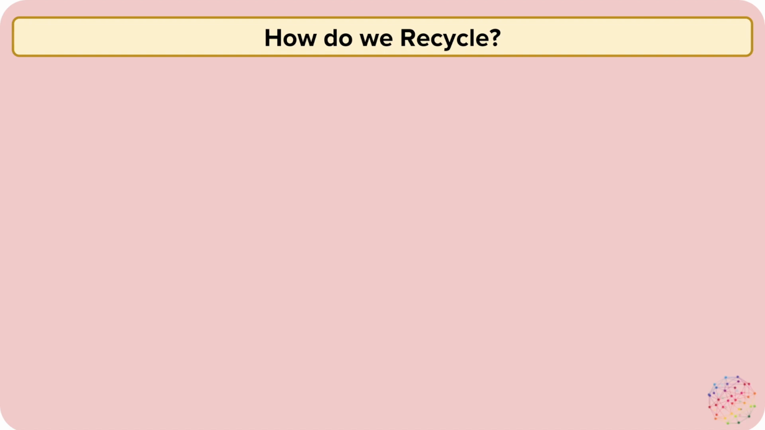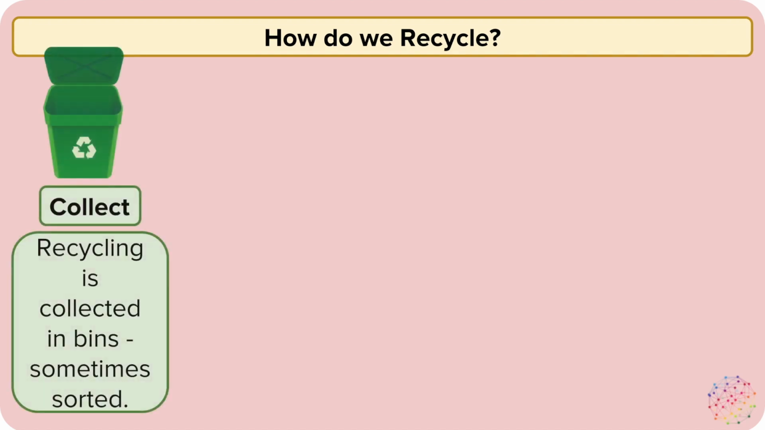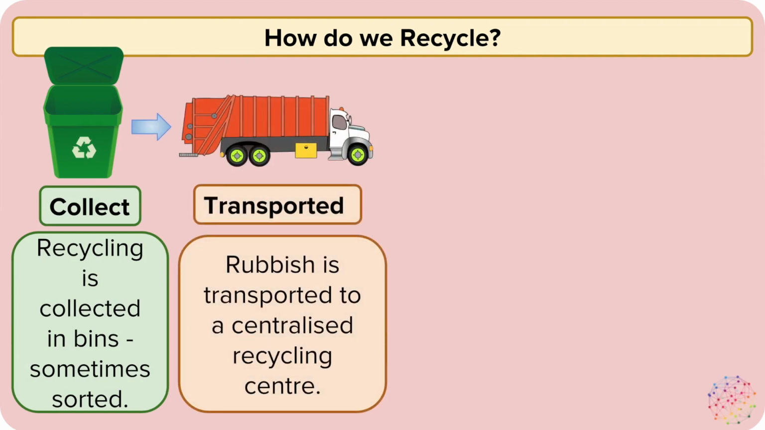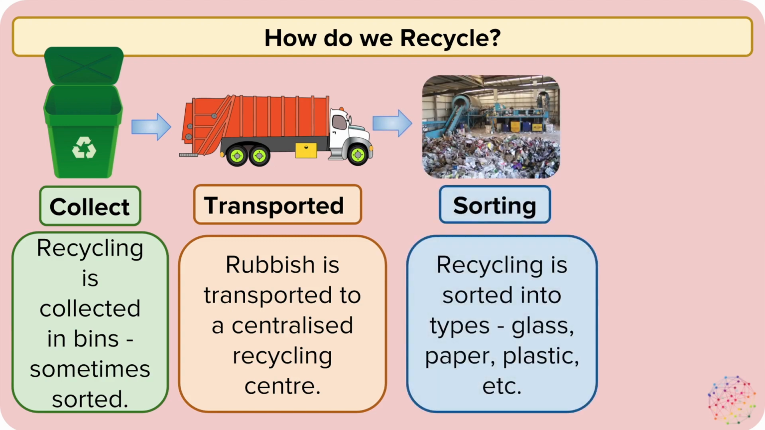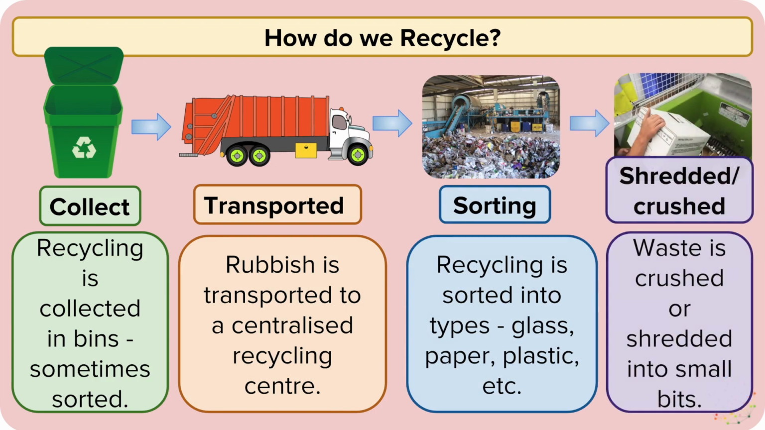So how do we recycle? First, we collect all the recycling, sometimes sorted, but sometimes all together. We then transport it to a centralised recycling centre. The rubbish then has to be sorted into types, most commonly glass, paper and plastic. It is then shredded or crushed into smaller bits to be further dealt with.